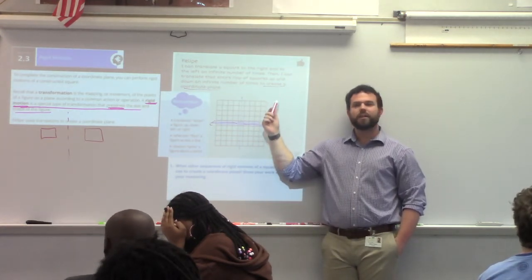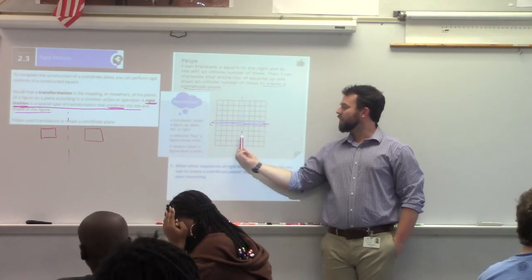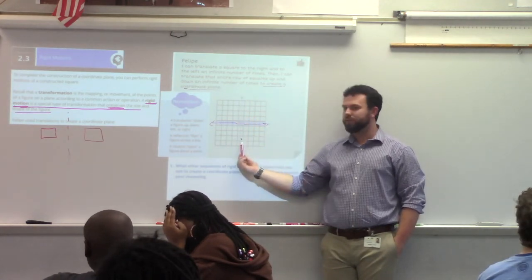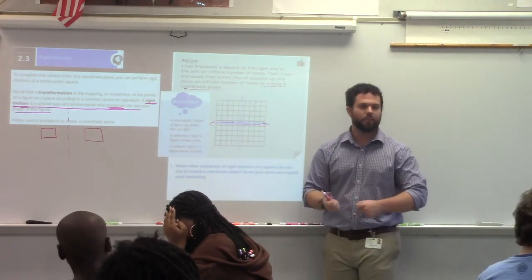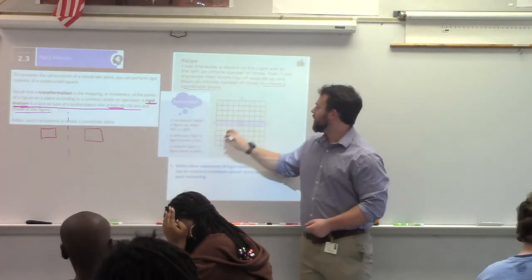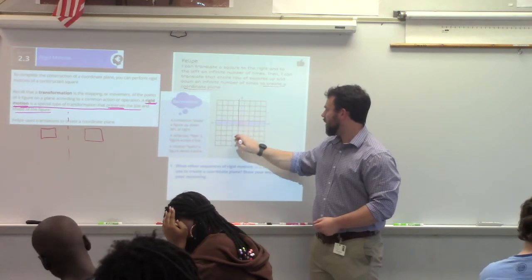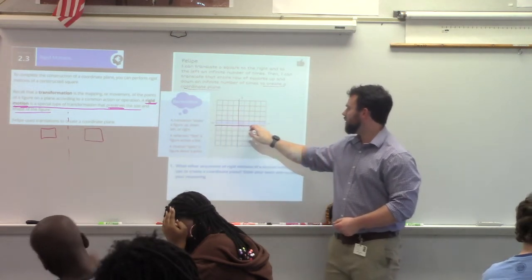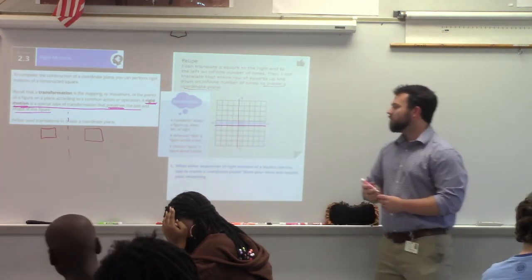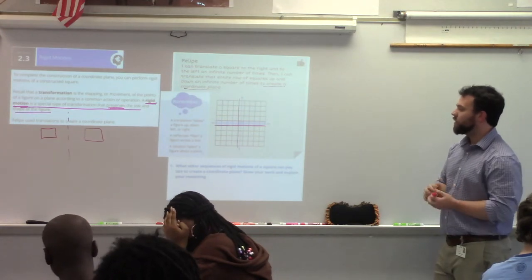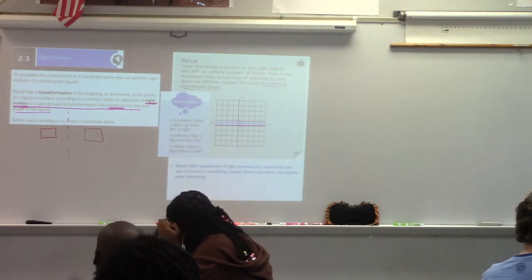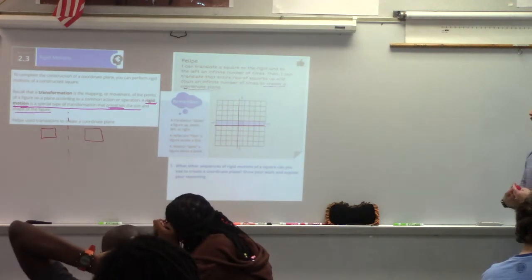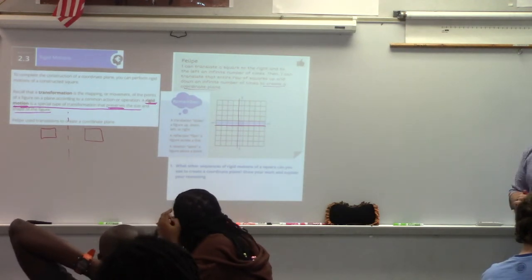Okay? One thing to clarify is this. Are you going to put the x and y axis in the middle of a square? No. That's just to show the direction of the transformations. If you're going to put an x and y axis, it needs to be on those lines. That could be my x and y axis. But right now, I just want you to talk as a small group for a little bit about what other sequences of rigid motions can you use to create a coordinate plane.